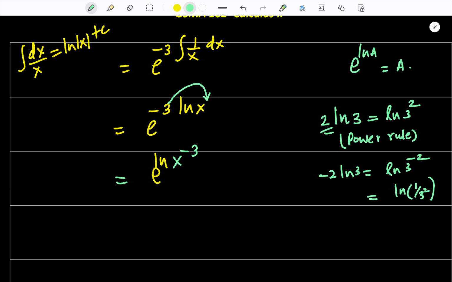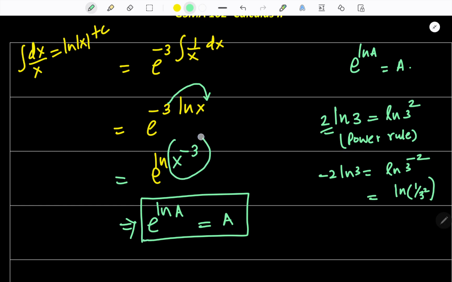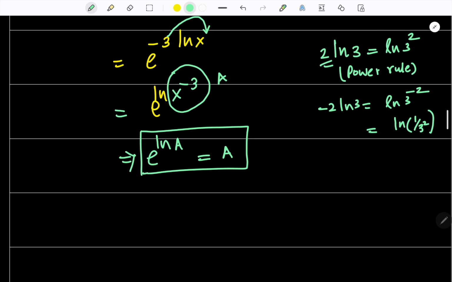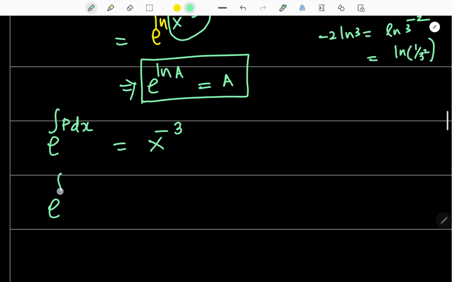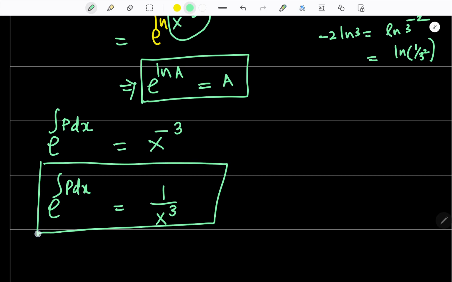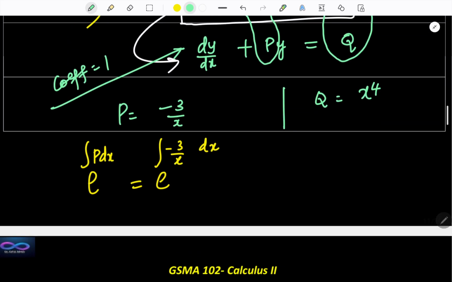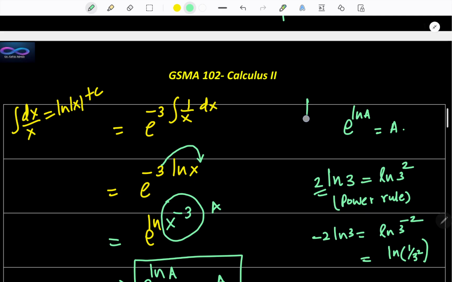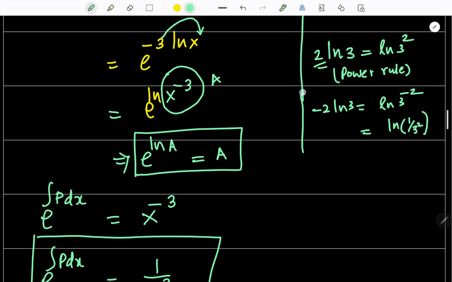Now, after that, I'm going to use the rule e power ln a is equal to a. This is the rule I'm going to use. So what is your a here? Your a is x power minus 3. So this equals x power minus 3. This is your e power integral p dx. You can also write it in a simple way. This is nothing but 1 by x cube. You can also write it, no problem. Right, and the q, there is no change at all.